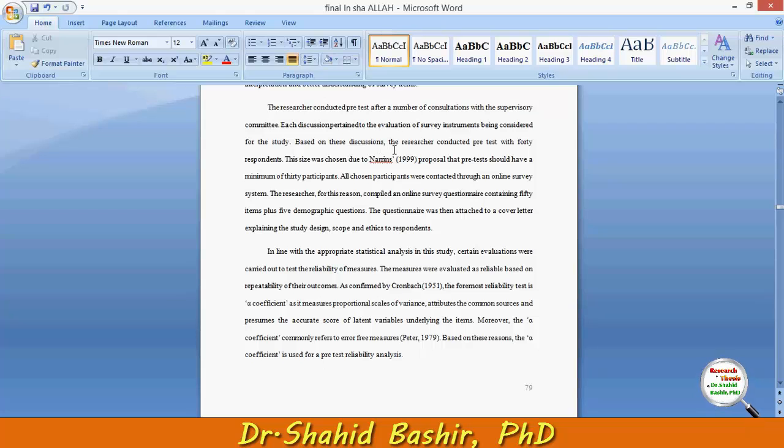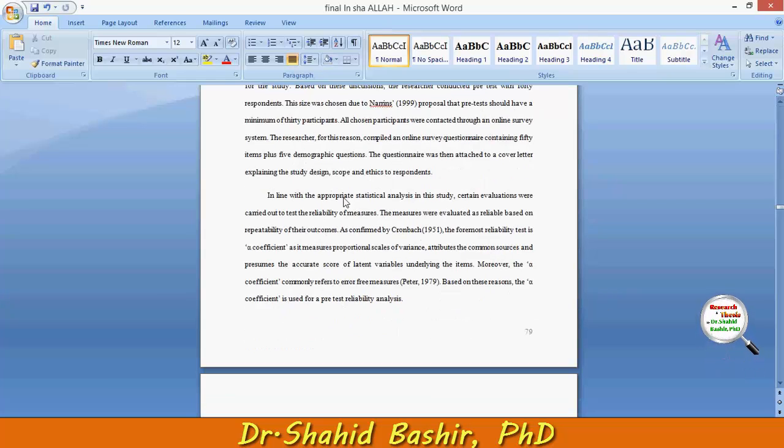Based on these discussions, the researcher conducted the pre-test with 40 respondents. Initially there was one survey questionnaire that was distributed to 40 respondents. So we need to justify whether this number is enough or not to conduct a pre-test analysis. Due to this person's proposal, a pre-test should have a minimum of 30 participants.